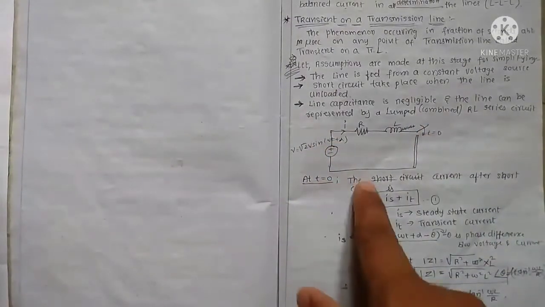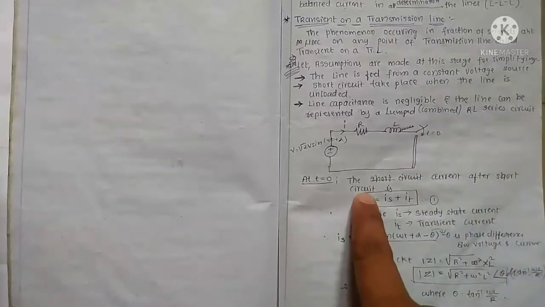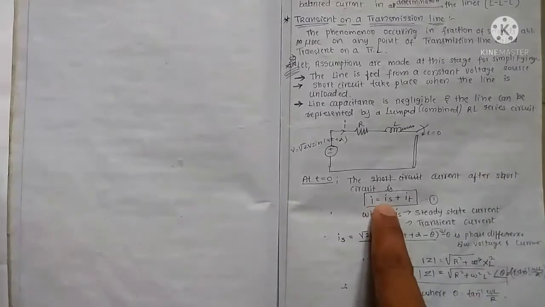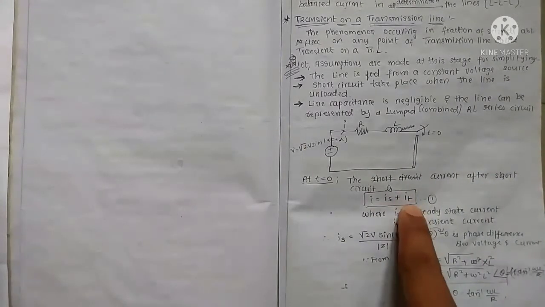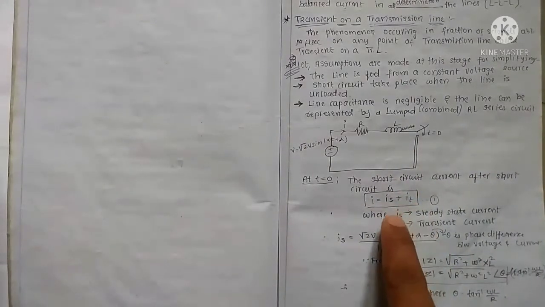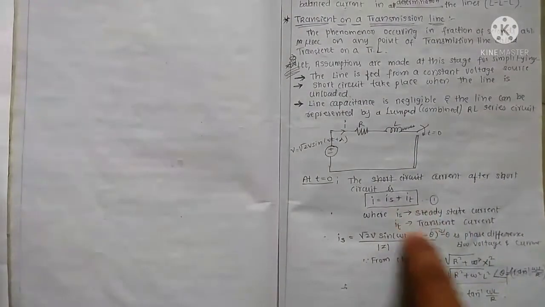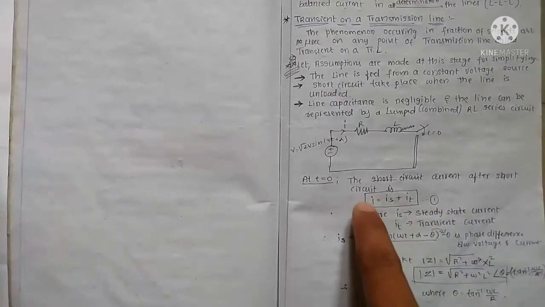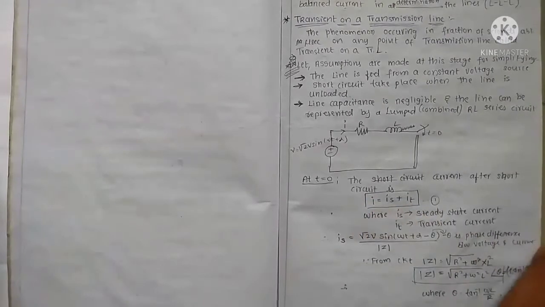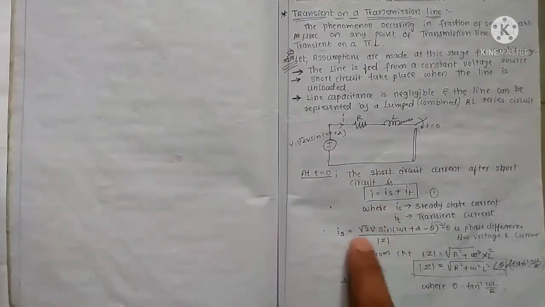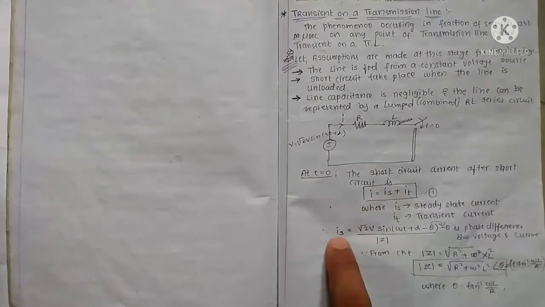At t equal to 0, initially, the current after the short circuit, the total current, I is equal to Is plus It. There will be two terms, where Is is the steady state current and It is the transient current. If we add both of them, we will get the total short circuit current. Now we will write the equation for the steady state current.